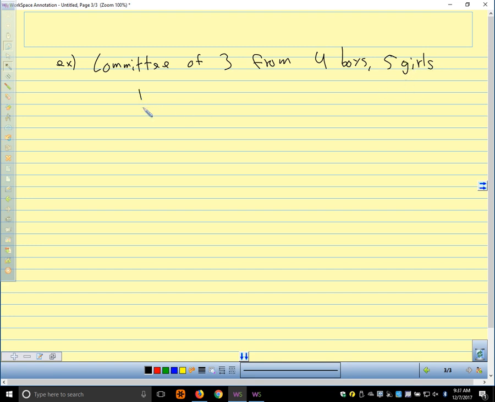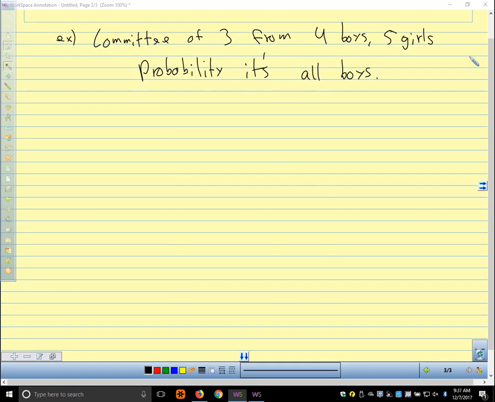And we want the probability it's all boys. So we pick this committee at random, and we want the probability that when we pick that committee at random, it's all boys. So I'm going to say the probability of boys. So based on what we said last time, how many ways can we pick a committee of 3 from 4 boys and 5 girls? How would we calculate that?